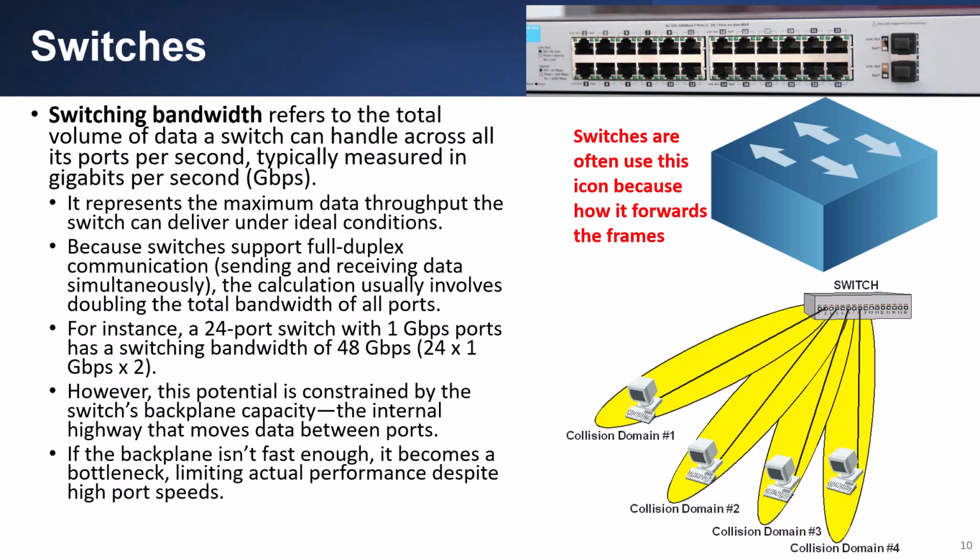However, this potential is constrained by the switch's backplane capacity, which is the internal highway that moves data between ports. If the backplane isn't fast enough, it becomes a bottleneck, limiting actual performance despite high port speeds.